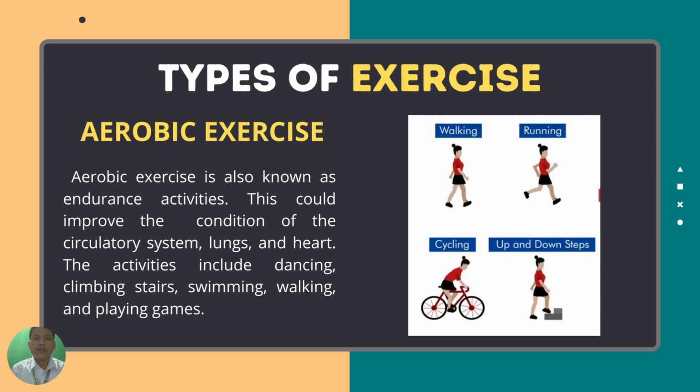So when we say aerobic exercise, it is also known as the endurance activities. This could improve the condition of the circulatory system, lungs, and heart. So the activities included are the following. We have dancing, climbing of stairs, swimming, walking, and playing games. That is for the aerobic exercise.